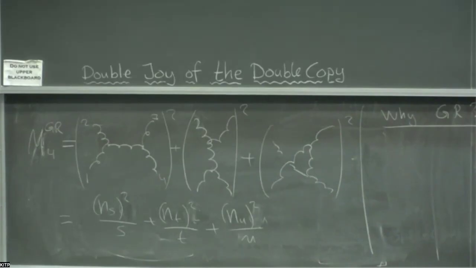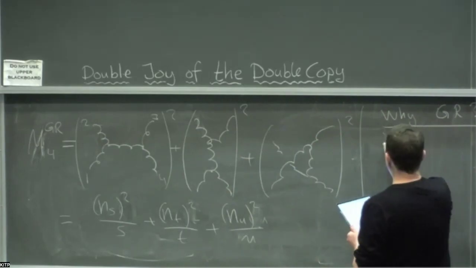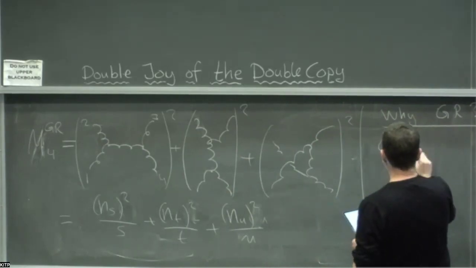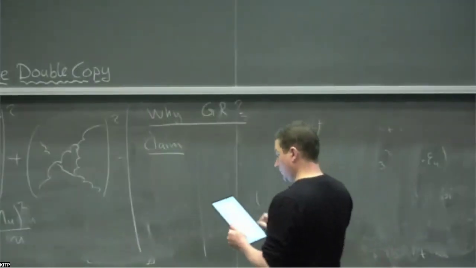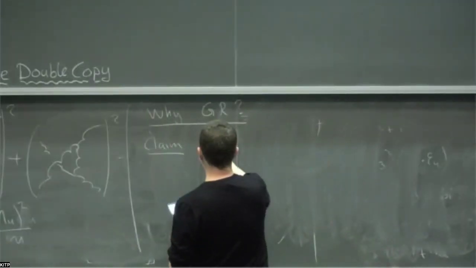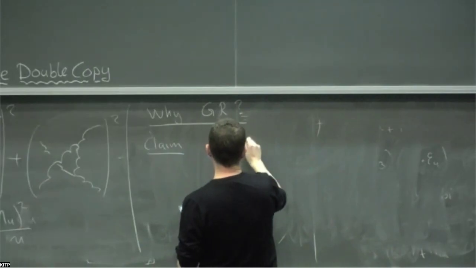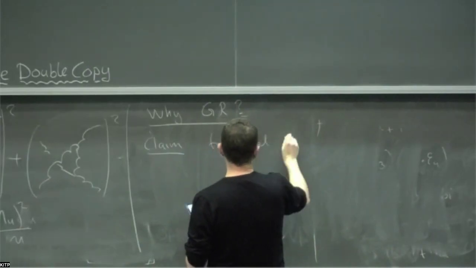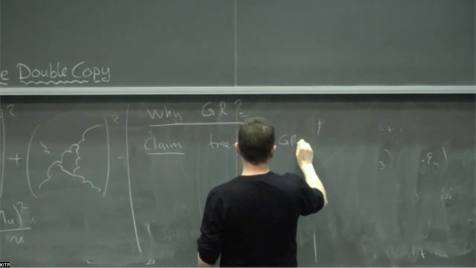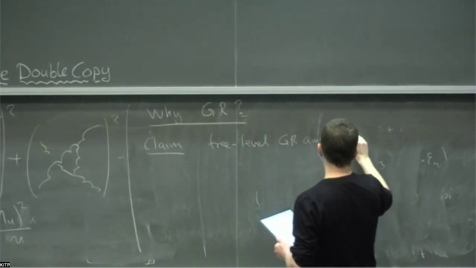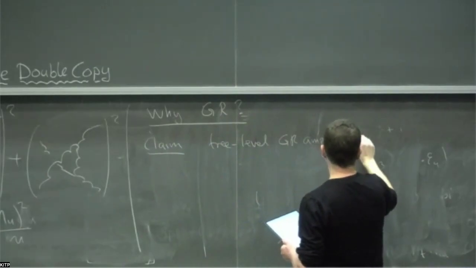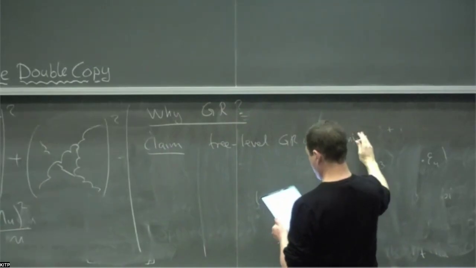Well, the claim is that you can always bootstrap your amplitudes using 3 properties. So let me list those 3 properties, specifically at tree level. Tree level GR amplitudes are uniquely fixed.